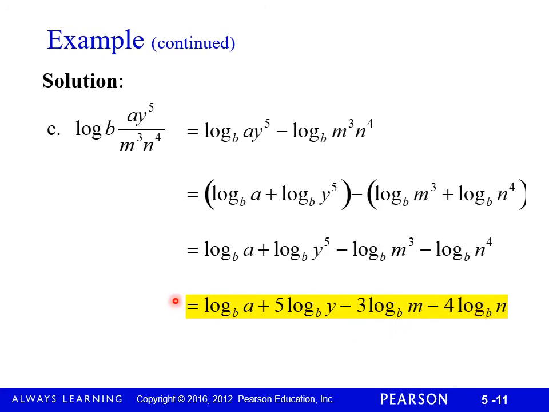Now, if you remember, I talked about going directly from the original problem to the answer. But remember, everything in the numerator is positive. So I have the log of a plus 5 log of y minus 3 log of m minus 4 log of n. So again, if I remember that everything in the numerator is positive, everything in the denominator is negative, I can pretty much go directly to this final answer.